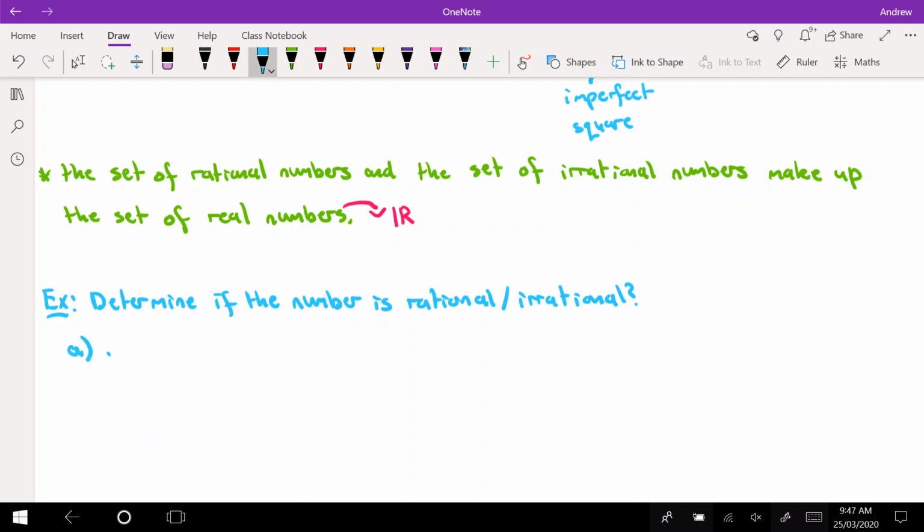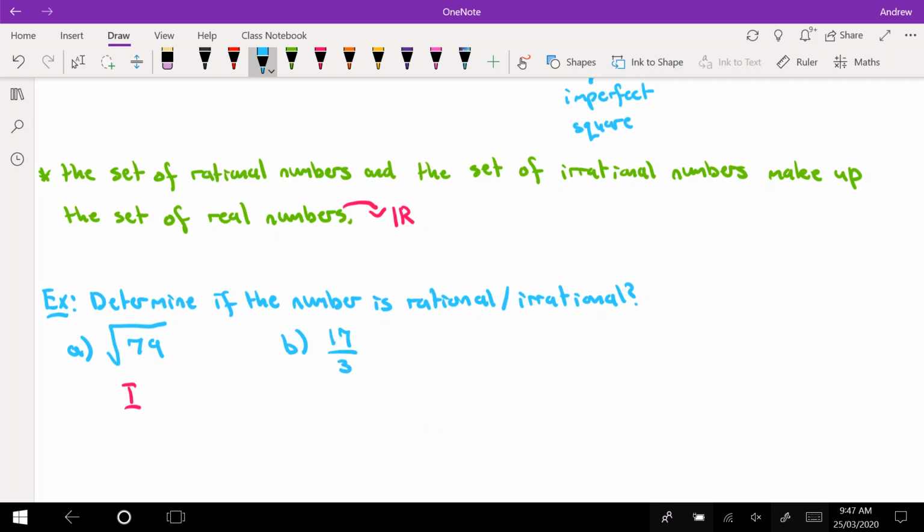So let's say the square root of 79. Is that going to be rational or irrational, Kate? Irrational, because nothing gives us 79 if we square it. So it is irrational.